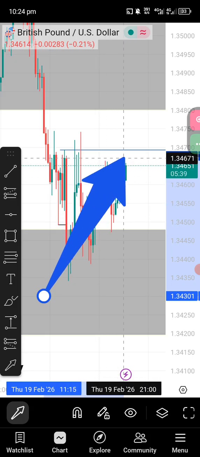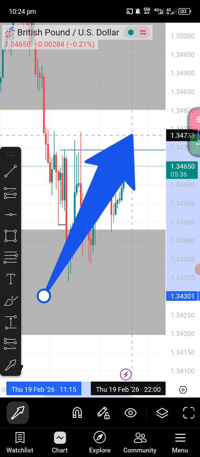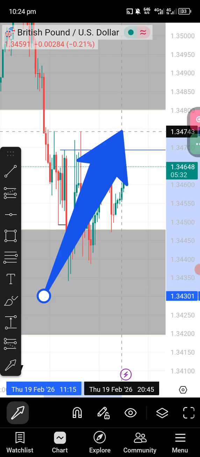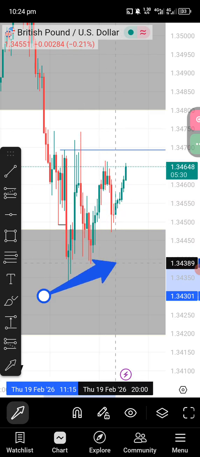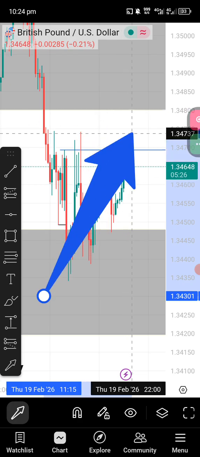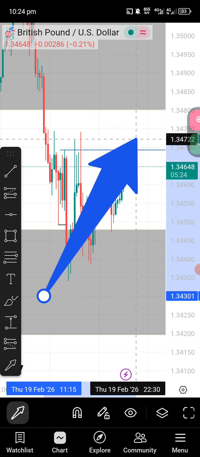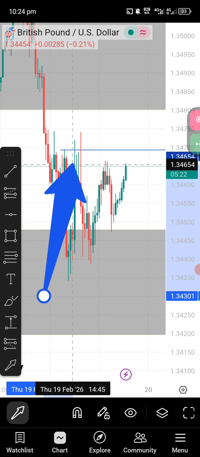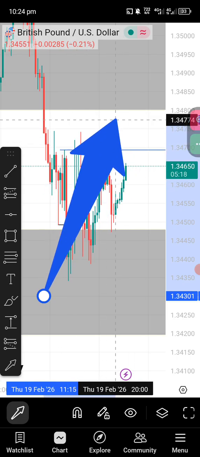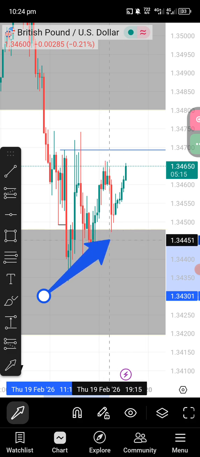So I want to see a full body candle close above this lower high to show me that buyers have overpowered the market, and then from then I will map out the order block that caused the change of character. The moment we have a full body candle close above this lower high, that is what we call the change of character or market structure shift. Then I will map out the order block that caused the market structure shift.